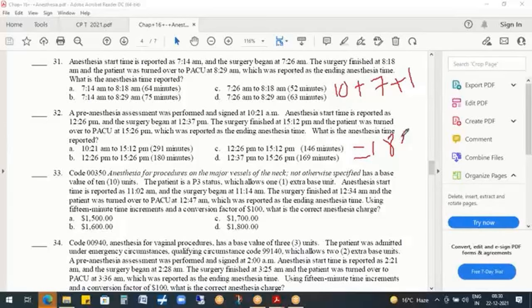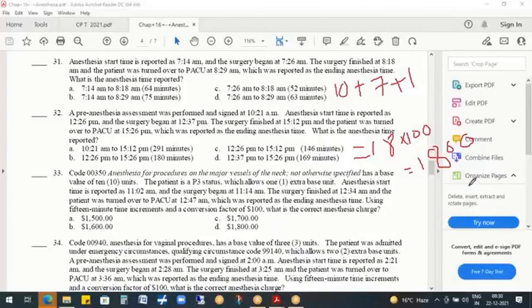What is the conversion factor given in the question? 100. 18 into 100, how much? 1800. Now 1800 is which option? Option D. D for Delhi.